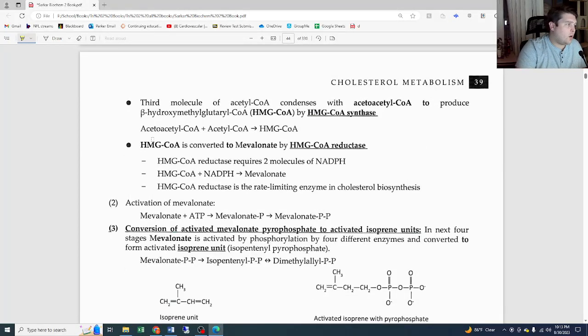The HMG-CoA is converted to mevalonate by HMG-CoA reductase. The HMG-CoA reductase requires 2 molecules of NADPH. And the HMG-CoA reductase is the rate-limiting enzyme in cholesterol biosynthesis. So we always want to remember what the rate-limiting enzyme or what the rate-limiting step is, because that is the most likely thing to get questioned.